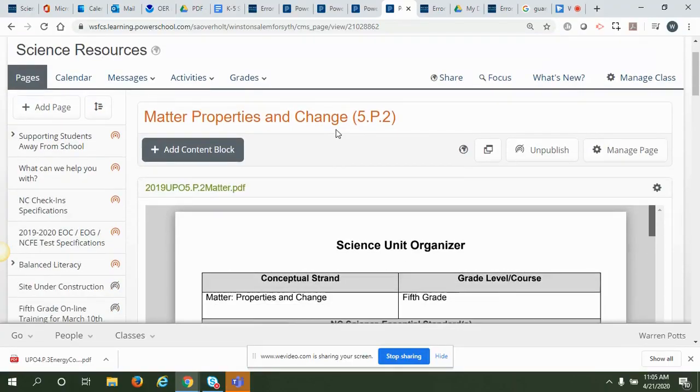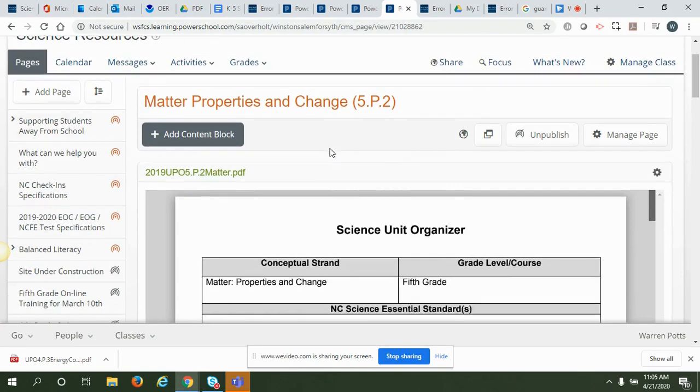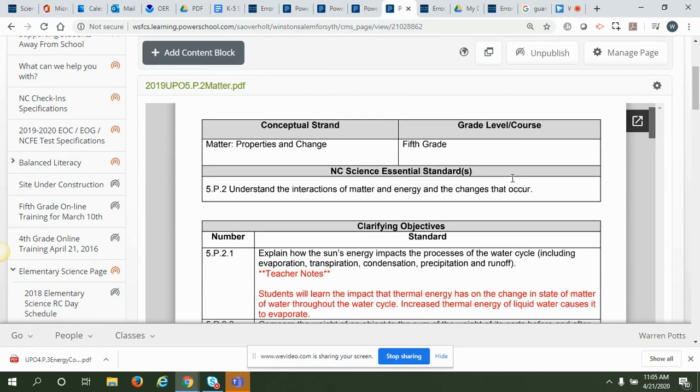Now for fifth grade, for our fourth quarter standard, 5P2, understand the interactions of matter and the changes that occur. One of the biggest things that we talk to teachers about with this is that this isn't looking at chemical changes. Let's look over what this actually is showing us to do.